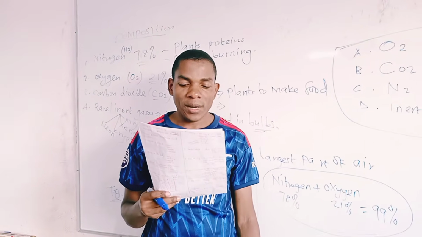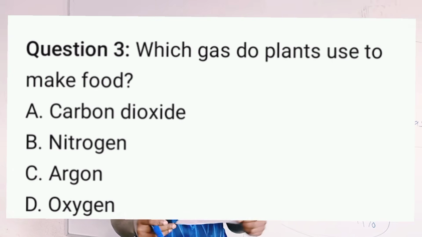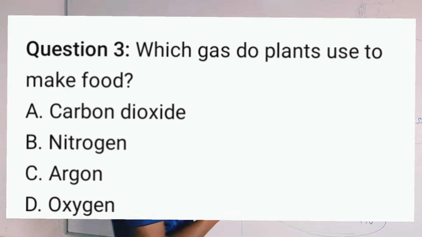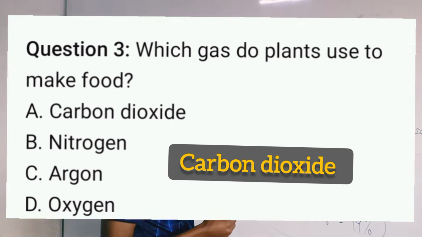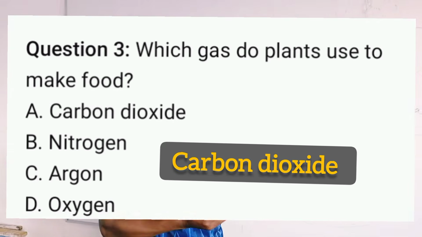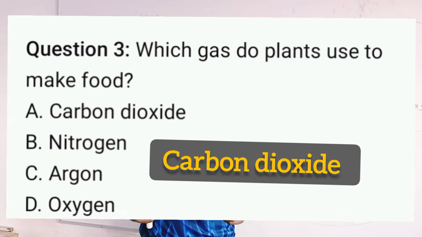Which gas do plants use to make food? The answer is carbon dioxide. Plants use carbon dioxide to make food through a process called photosynthesis.